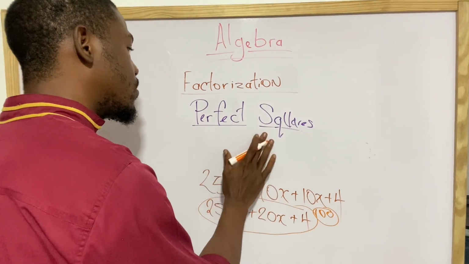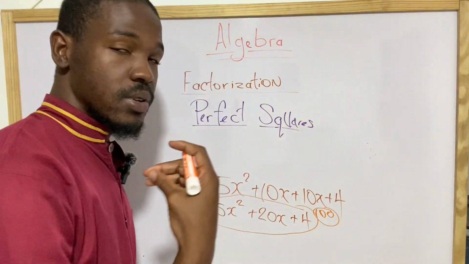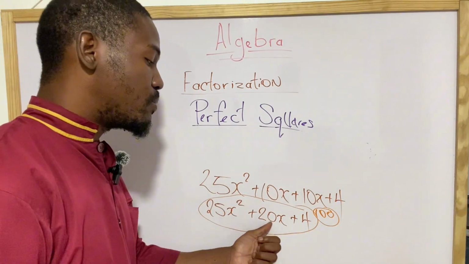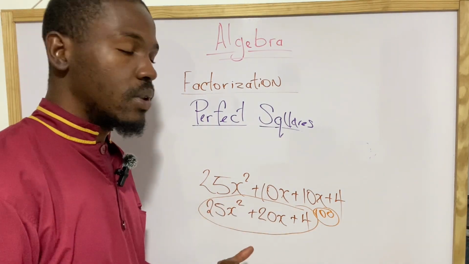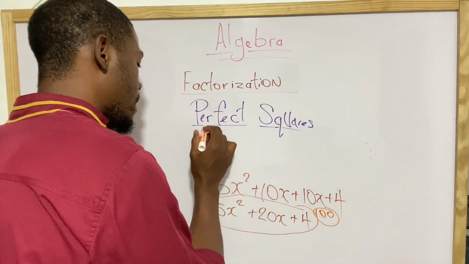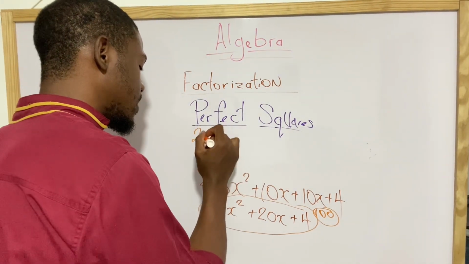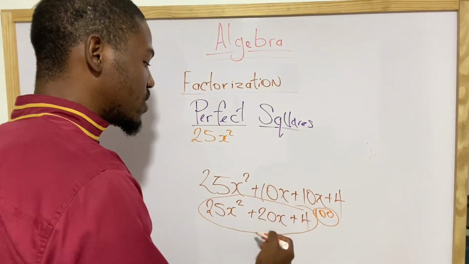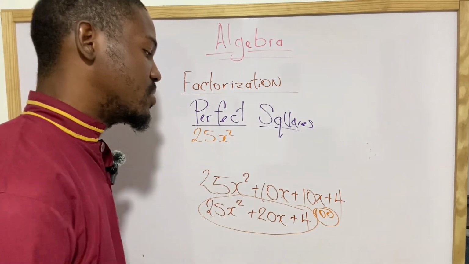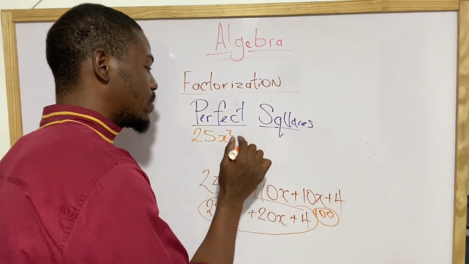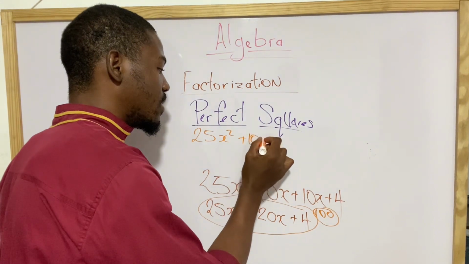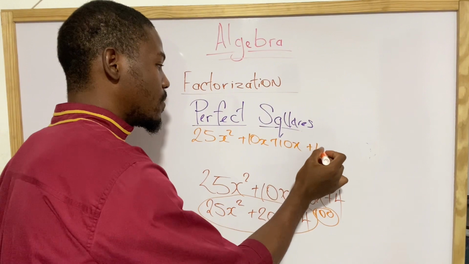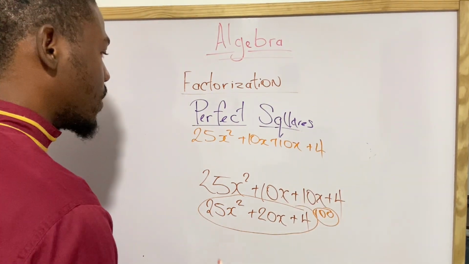So with a positive 100, it means that these two numbers must either be two negatives or two positives. Now, since it's a positive 20x, the two numbers will be positive. So we can write back 25x squared, and if you were to list out the factors of 100, the only pair that gives me positive 20 would be 10x plus 10x, and then plus 4. So this is literally working it backwards.